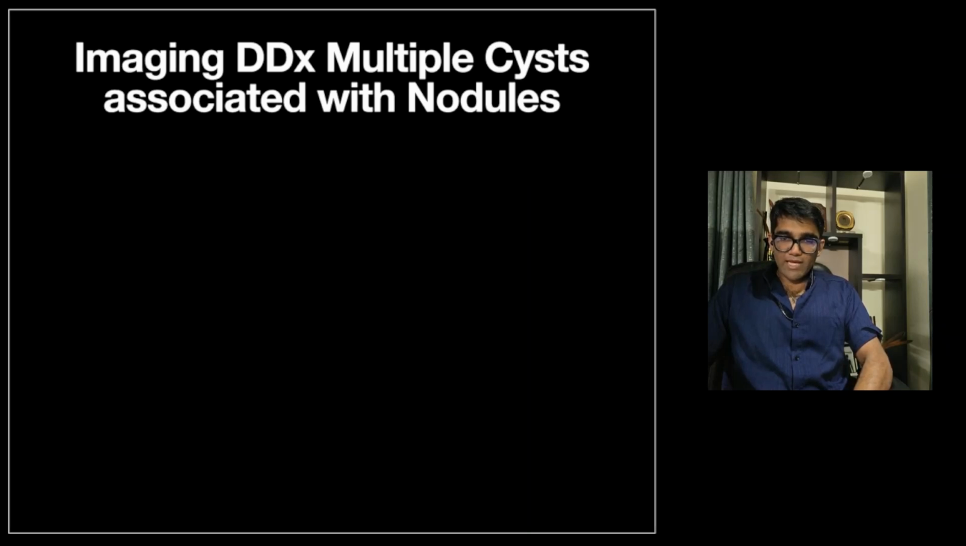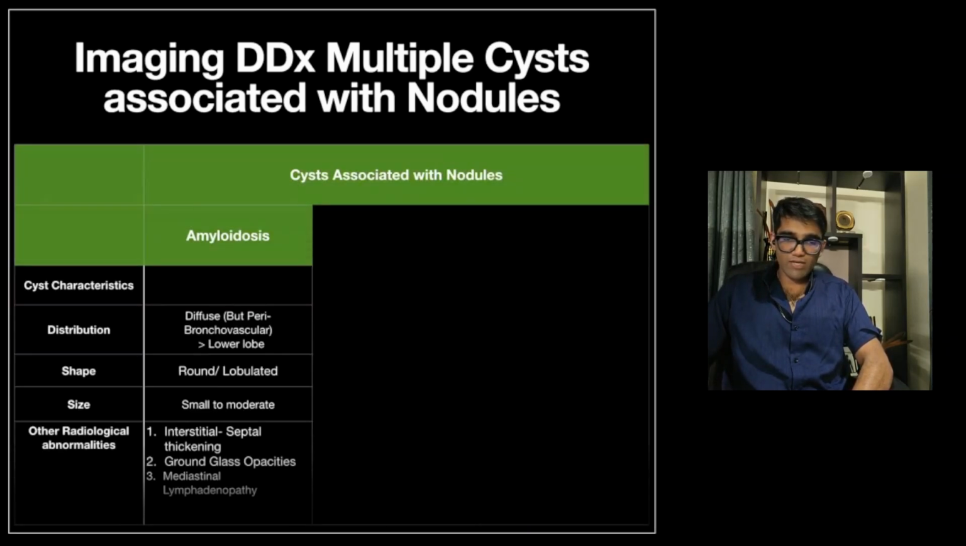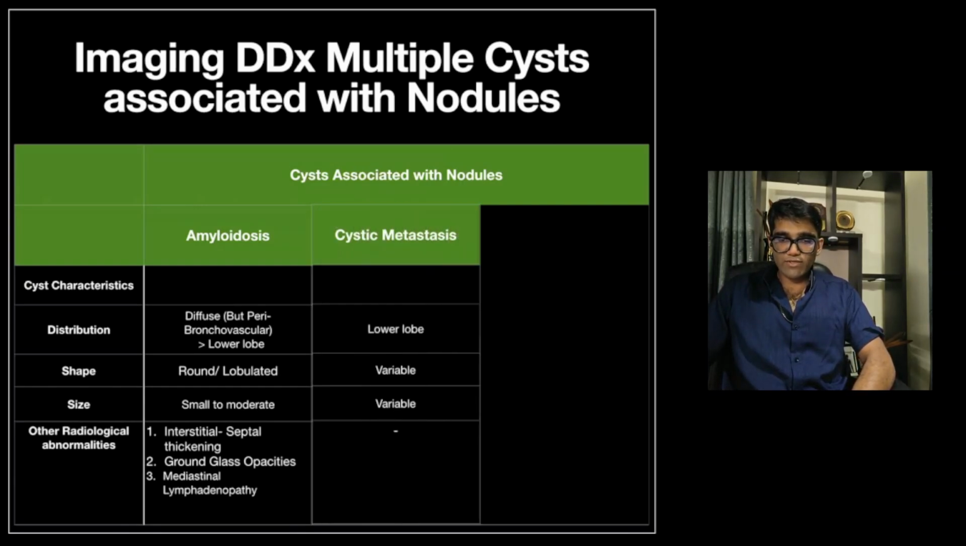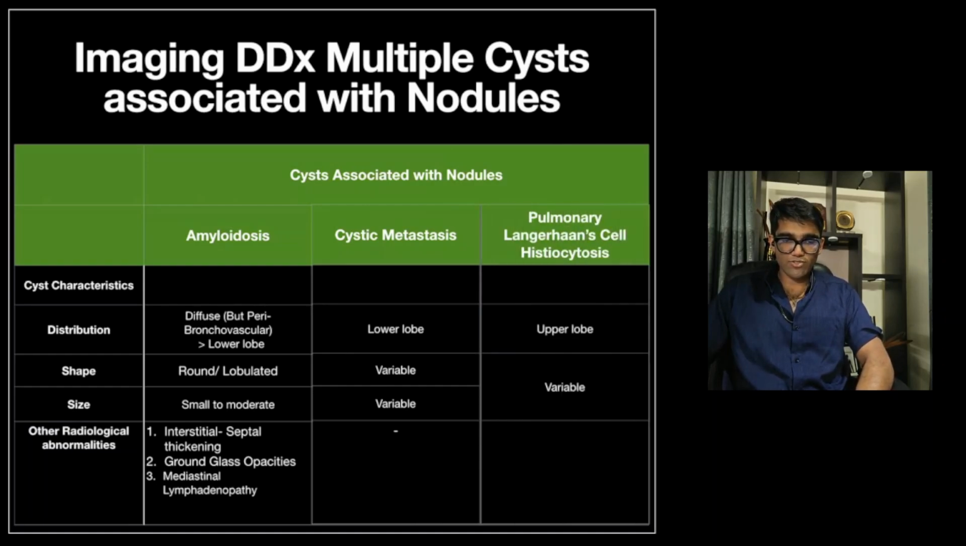Another finding that you might get is cysts. Amyloidosis is associated with a pattern of cystic lung disease associated with nodules. So what is the differential diagnosis? The differential diagnosis may be cystic metastasis and pulmonary Langerhans cell histiocytosis.